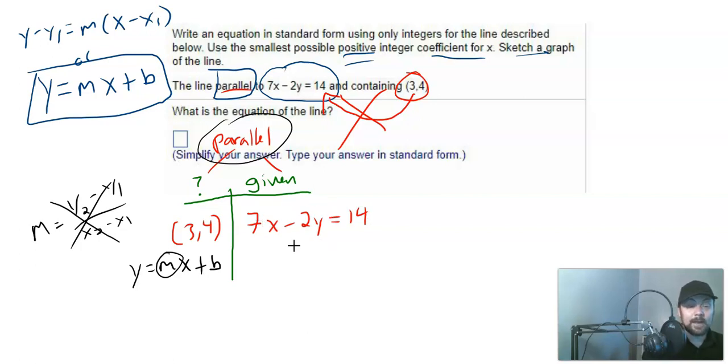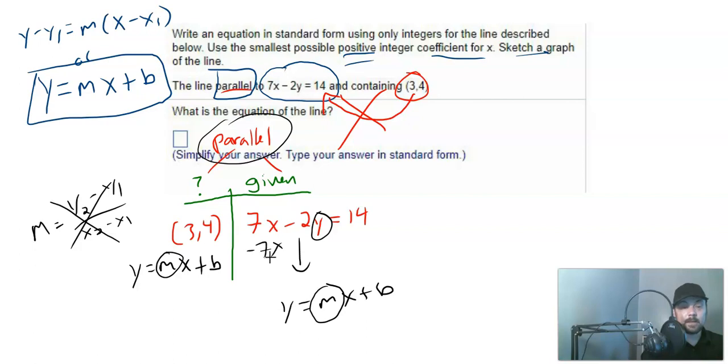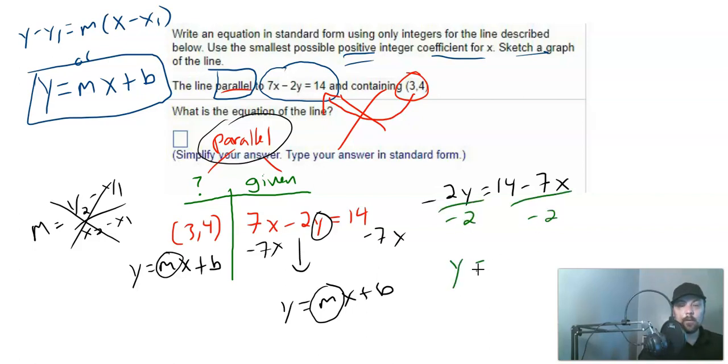The easiest way to do that is to write this equation in slope-intercept form. So rearrange it. It's in standard form. Rewrite it so it's in slope-intercept form, and then you can just read the slope right off the equation. To get it in slope-intercept form just means we have to solve it for y. So the first step there is to subtract the 7x to the other side. So I'm going to continue the work over here. So we get negative 2y equals 14 minus 7x, and then divide by negative 2 on both sides. And so we get y by itself.